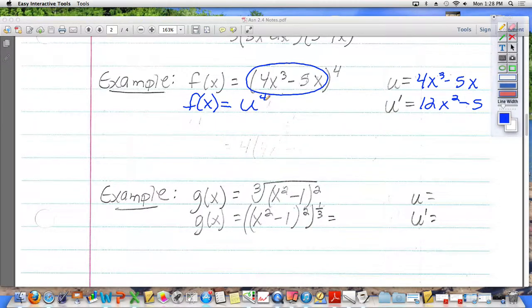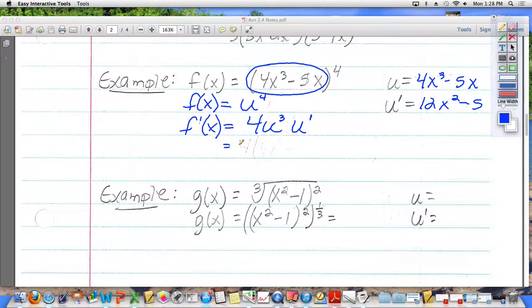But according to the chain rule, to find the derivative of such a situation, you have to do what? You find the derivative of u to the 4th. What is the derivative of u to the 4th? 4u cubed. The next thing that you need to do is multiply this then by u prime, in other words, the derivative of u. Now you just go in and substitute things.